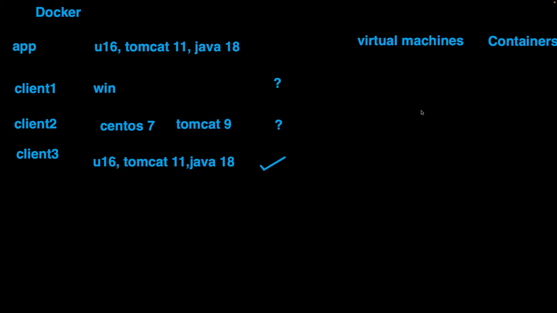Let us try to understand this. Virtual machines and containers both use the concept of virtualization. But in virtual machines, virtualization is done at the hardware level, whereas in containers, virtualization is done at the OS level. Virtualization done at the OS level is nothing but containerization. In the beginning, we came across this term, containerization.